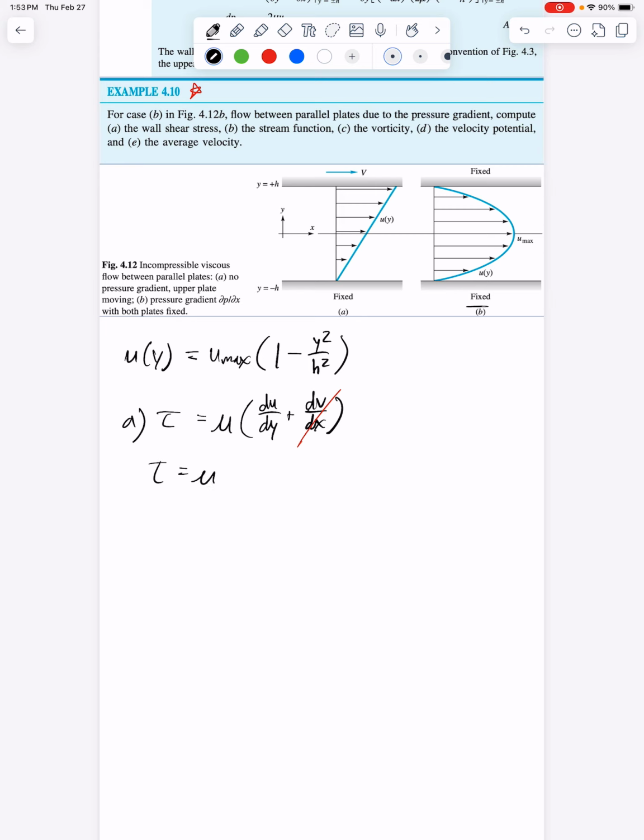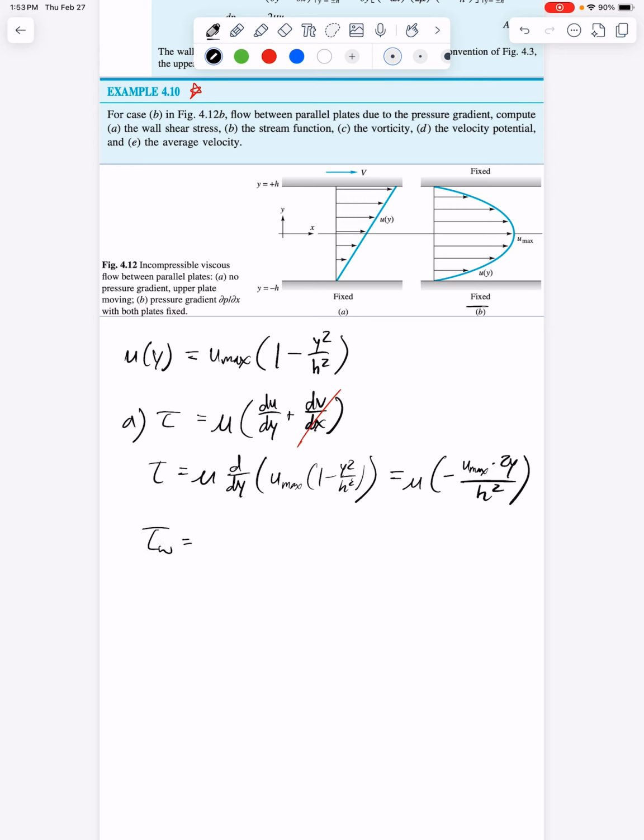The y derivative of u gives me the following. U max times 1 minus y squared over h squared. I get mu times the y derivative of y squared over h squared. That's 2y over h squared. Multiply by my constant u max. I then get negative u max times 2y over h squared.